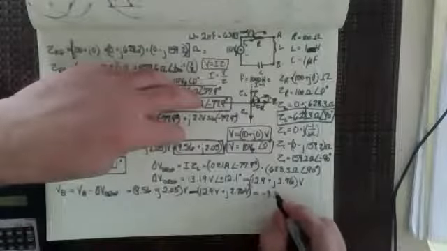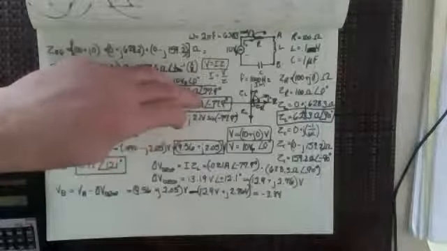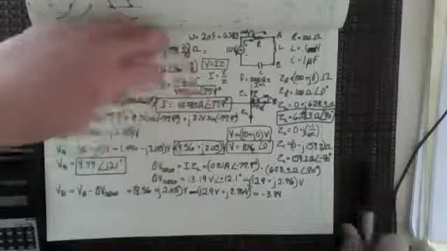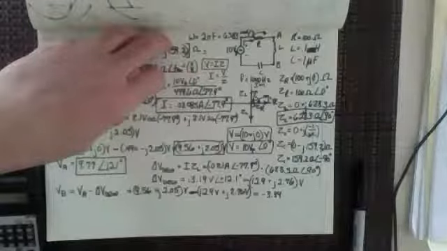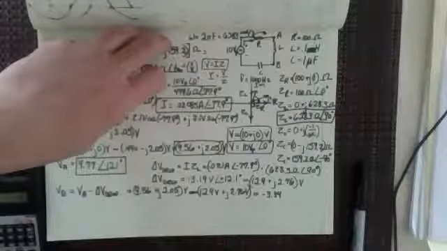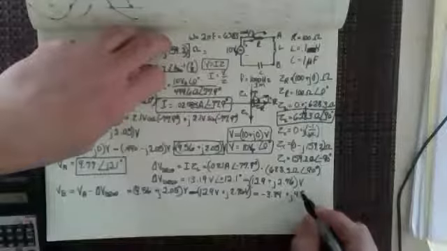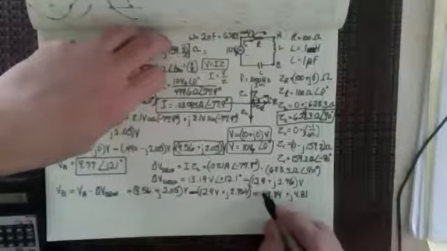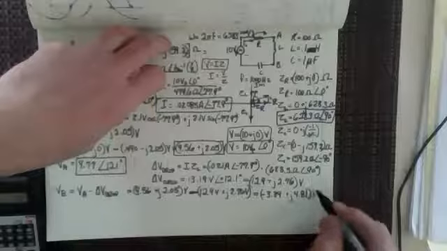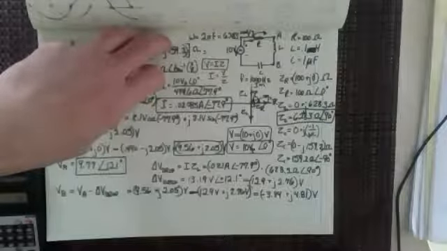Minus 3.34, and 2.05 plus 2.76 gives me 4.81. So plus j4.81. And of course, those are in volts, and that's my voltage at B.